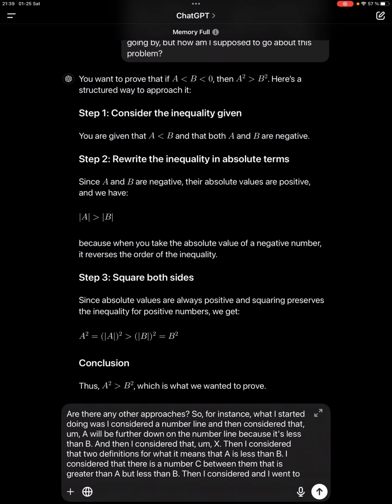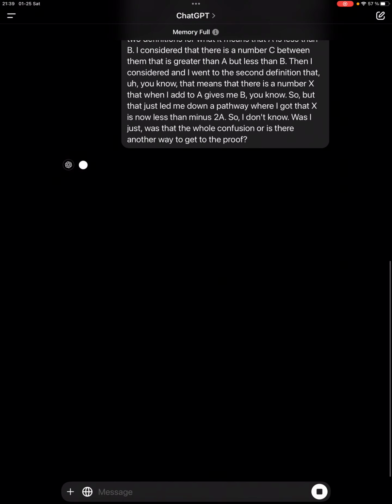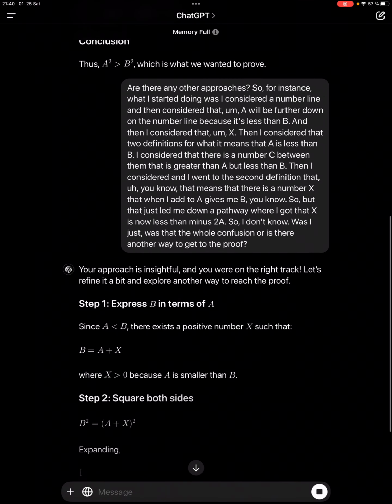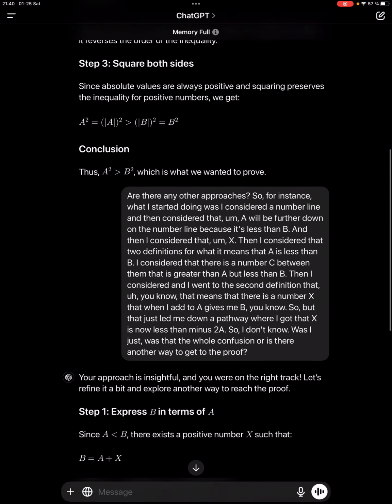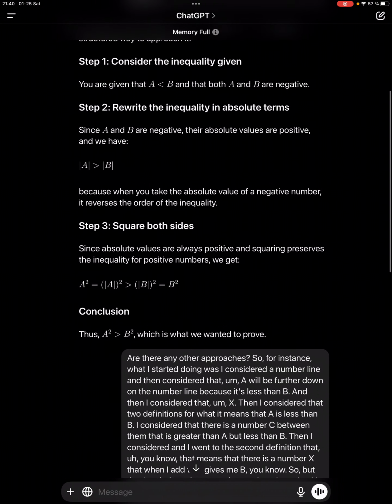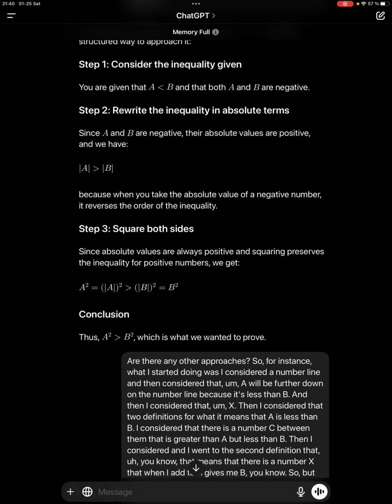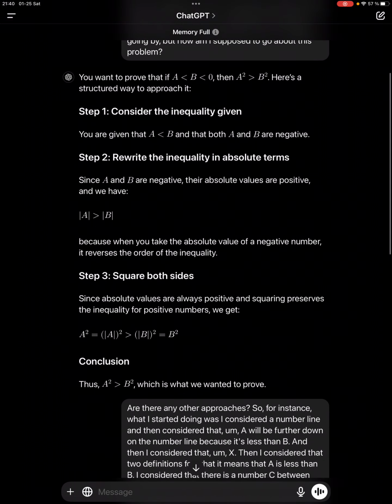Like, I understand the simple proof that ChatGPT gave here, but I'm trying to understand. Oh, it says I'm on the right track. Let's refine it a bit. So I understand the proof that it gave. The proof is very simple and straightforward, but that's the thing about proof. Sometimes you don't have the lemmas, which are like corollaries or theorems that you need to actually prove something. So you don't know whether you are right in choosing a certain frame of thinking or stuff like that.